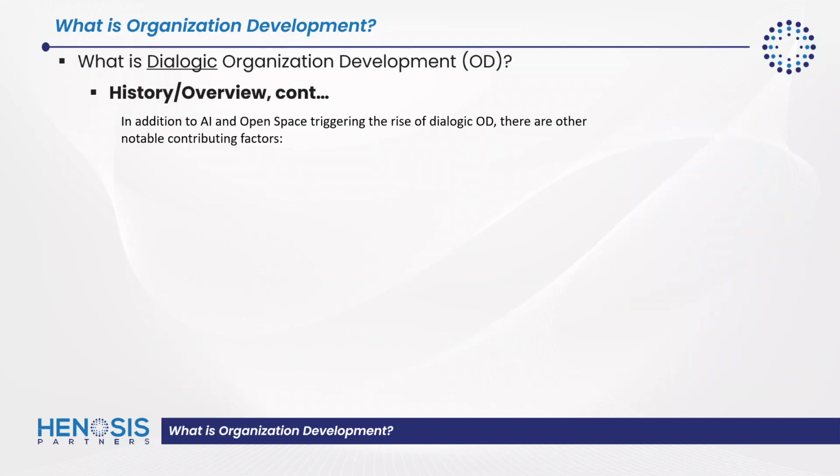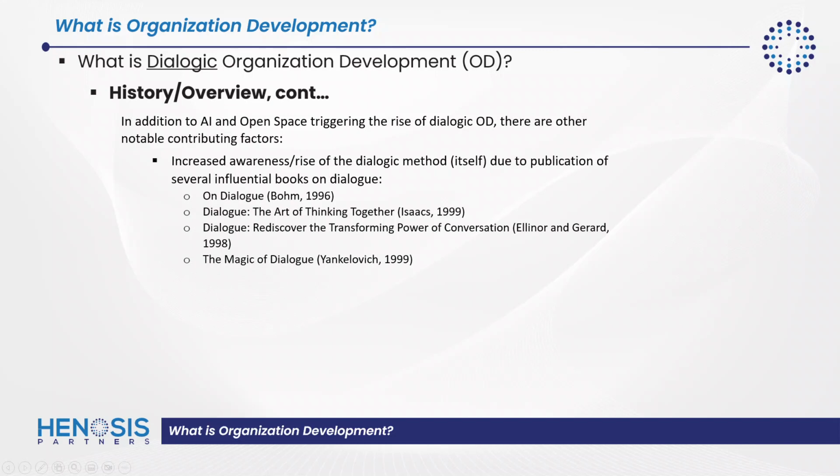In addition to appreciative inquiry and open space triggering the rise of dialogic OD, there are other notable contributing factors, such as an increased awareness and rise of the dialogic method itself due to publication of several influential books on dialogue, such as On Dialogue by David Bohm, Dialogue and the Art of Thinking Together by William Isaacs, Dialogue, Rediscover the Transforming Power of Conversation by Eleanor and Gerard, and The Magic of Dialogue by Yankovic.